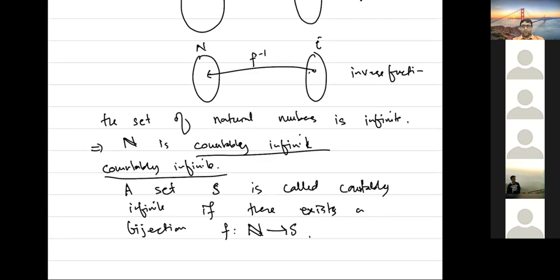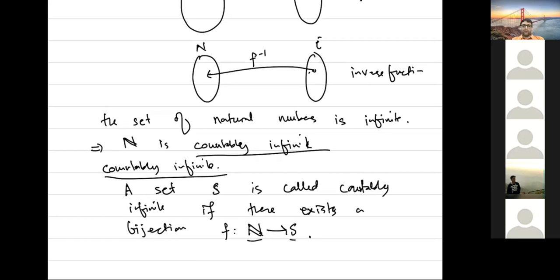The inverse of a function may not be a function, but the inverse of a bijective function is always a function. That's why we require that it is both onto and one-to-one, because if the function is both onto and one-to-one, we know that the inverse must exist. A set S is called countably infinite if there exists a bijection between the set of natural numbers and S.